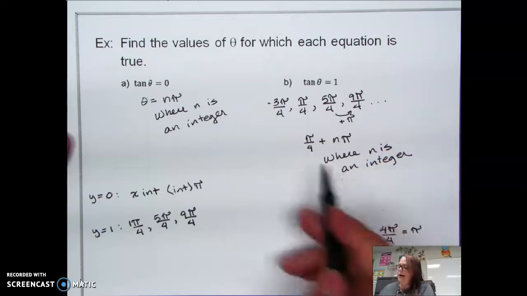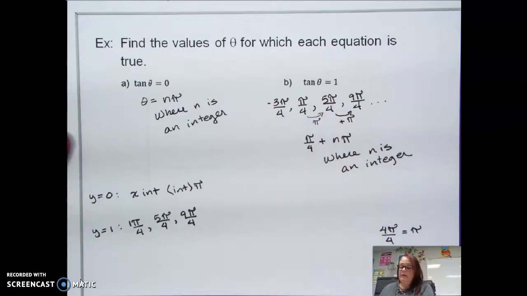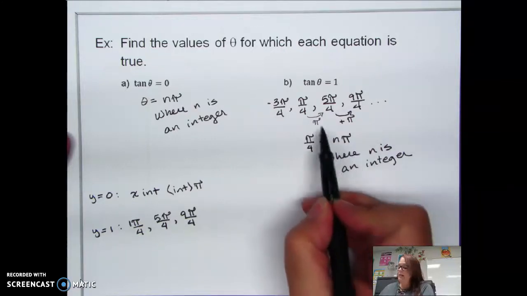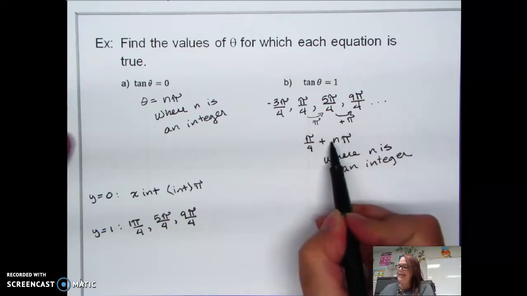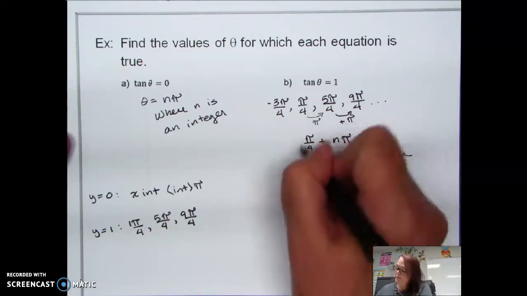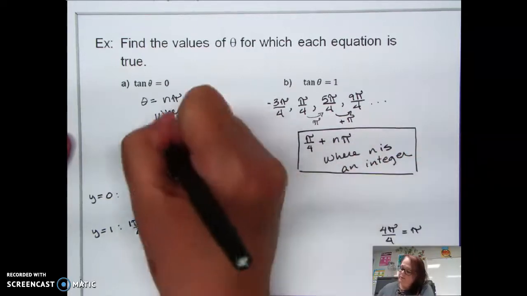So you're looking at a pattern and you're saying, how can I turn this into a formula? So if I'm adding by pi each time, I could add it once, I could add it twice, I could add it 3 times, so I can add it n times where n is an integer. So this whole thing is the answer to the question.